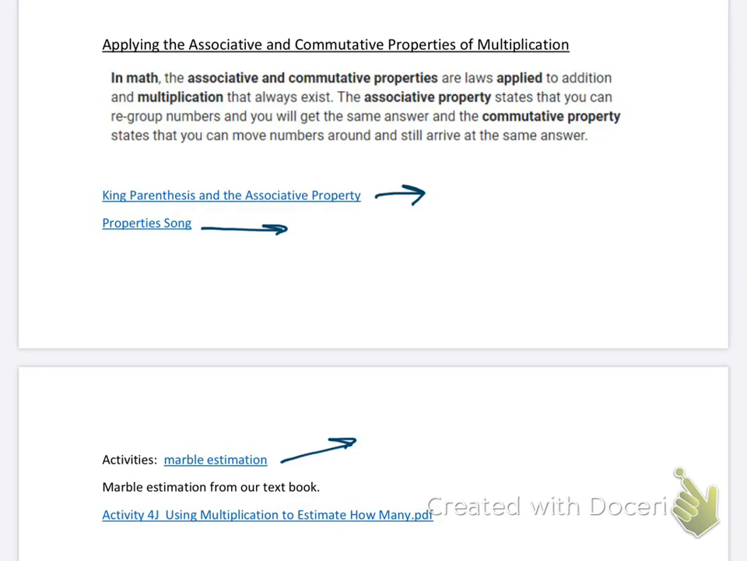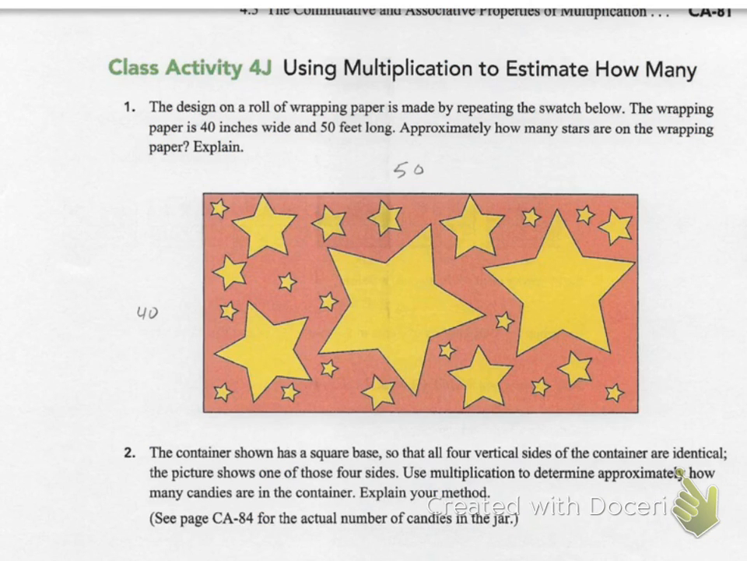Okay, the last thing we're going to do in this video is to talk about activity 4J, using multiplication to estimate how many. So let's do that on the next page. Okay, this first activity gives us a design on a roll of wrapping paper. So it's made by repeating the swatch below. So the wrapping paper itself is 40 inches wide by 50 feet long. Okay, so 40 inches wide by 50 feet long.